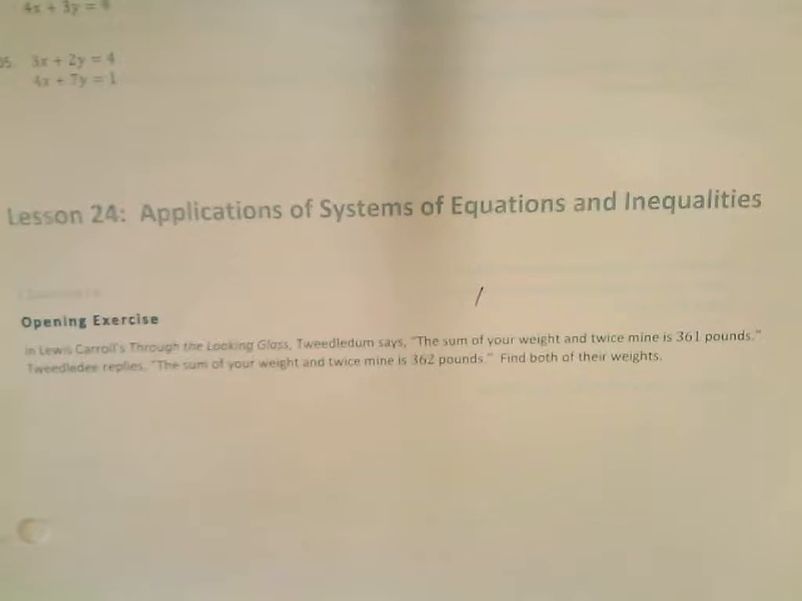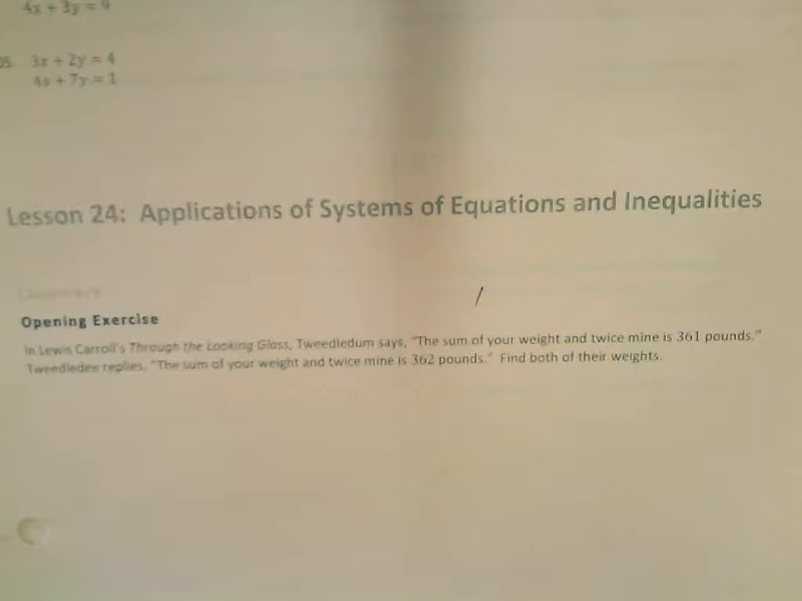So make sure that you have opened your packet to lesson 24, starting off with this opening exercise in Lewis Carroll's Through the Looking Glass. Tweedledum says, the sum of your weight and twice mine is 361 pounds. Well, just from Tweedledum's sentence, we're not going to be able to figure out how much Tweedledee and Tweedledum weigh because there's actually an infinite number of answers to that.